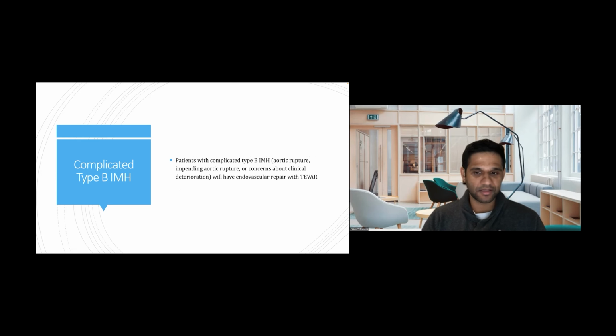Now, in some cases, things don't work out. Patients with a complicated type B IMH, remember the keyword is complicated, okay? Our patient wasn't complicated, she was quite straightforward. In cases of complicated type B IMH, like we discussed, these patients would need endovascular repair with a TEVAR. Some of the common reasons why it might be complicated include aortic rupture, impending aortic rupture, or concerns about clinical deterioration.